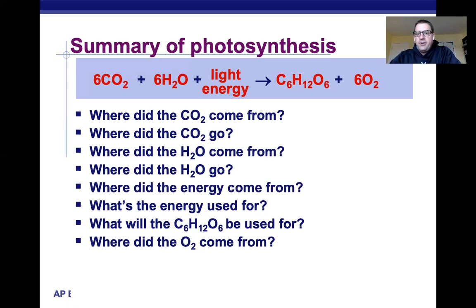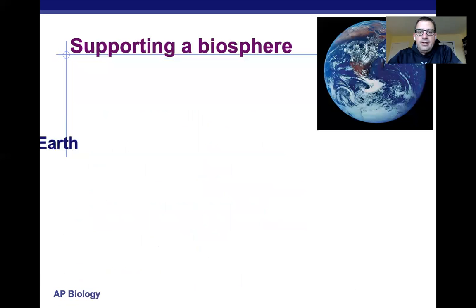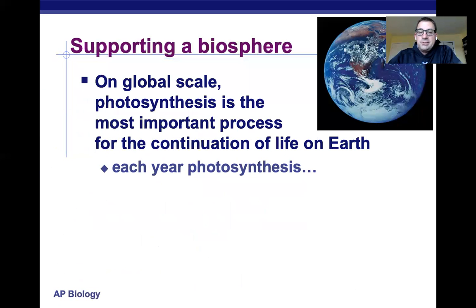Where'd the oxygen come from? The splitting of water. Where will the oxygen go? It will leave the chloroplast, it will leave the cell, and it will exit the leaf through the stomata. What else is involved but not listed in this equation? ATP, NADPH. Okay. All right, so photosynthesis is probably the most important process on our planet.